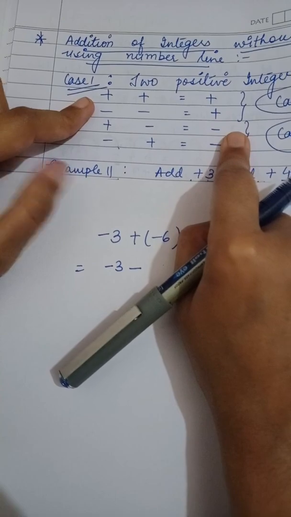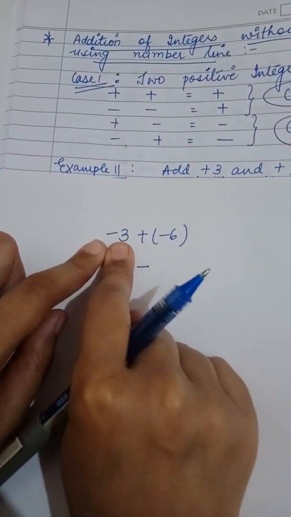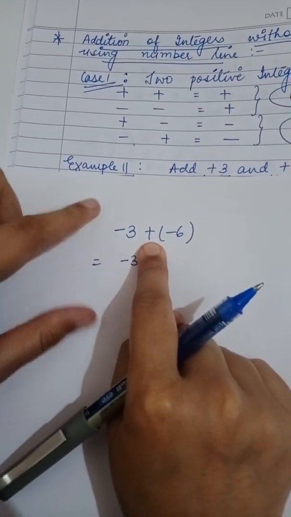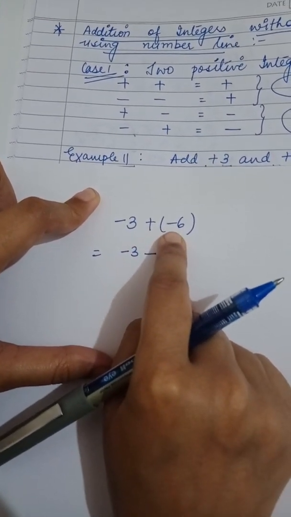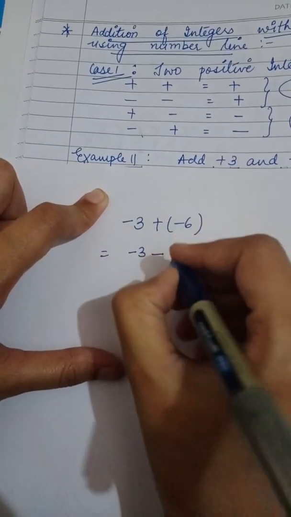it will be minus. Now see, similarly in this, my question was, I have to add minus 3 and minus 6. So I have written it like this. Now 2 signs cannot be together. Plus minus is there, so what I am going to do? Plus minus is minus. So I am going to write here minus and then 6.